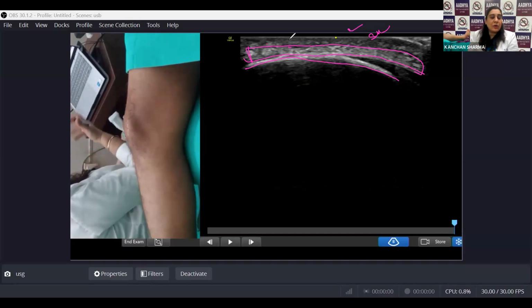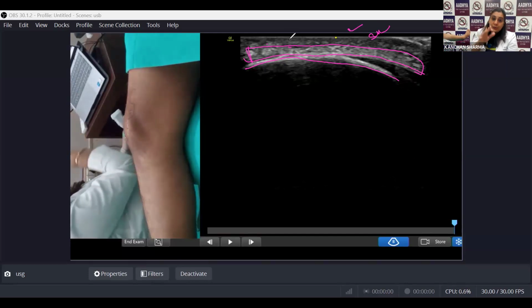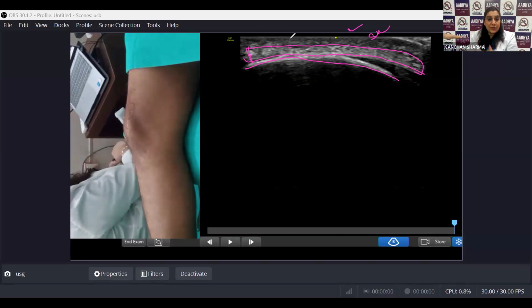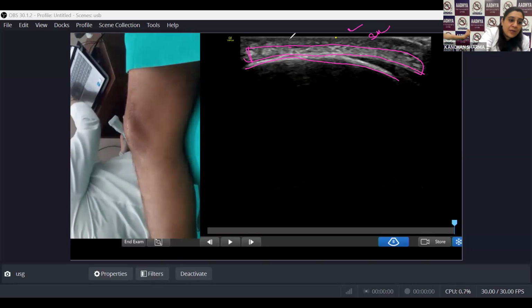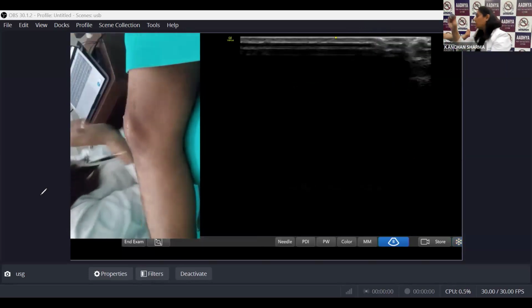But now he is a volunteer. He doesn't have anything, so we are not able to see anything there. So you look for any kind of collection there, and at that time you keep the pressure of the probe very minimal. So once you have identified that, again, we will slide our probe down.